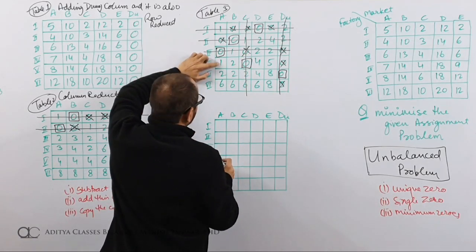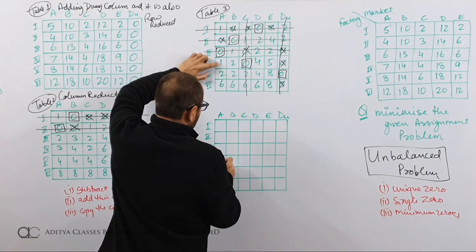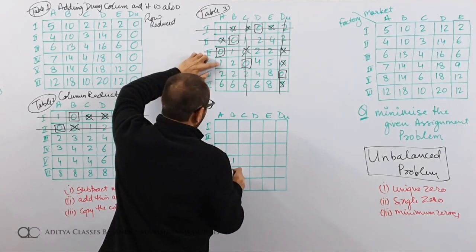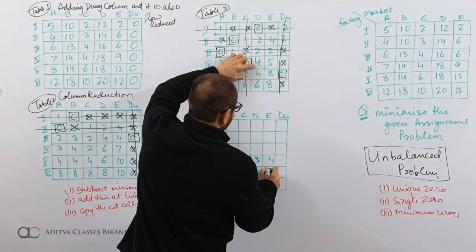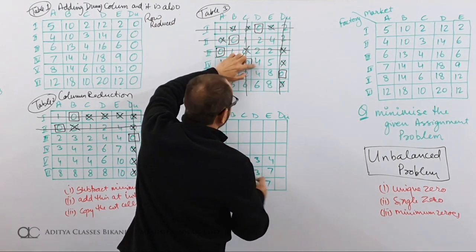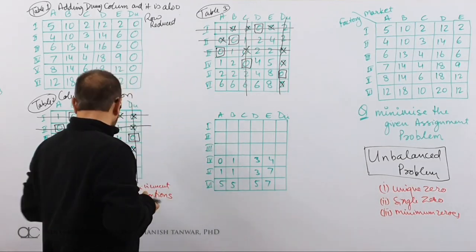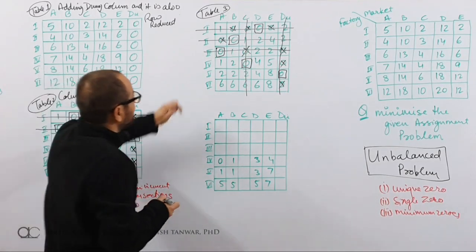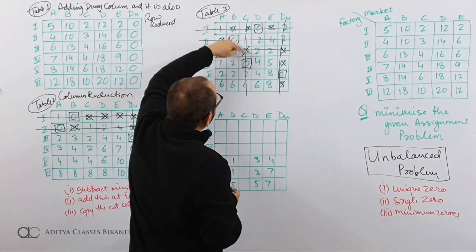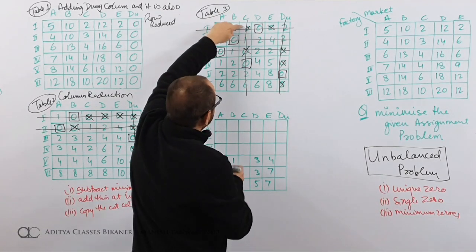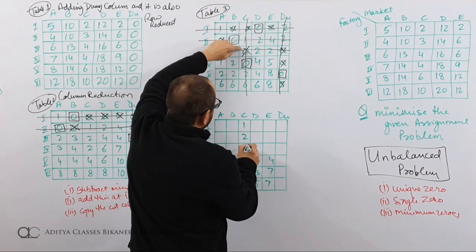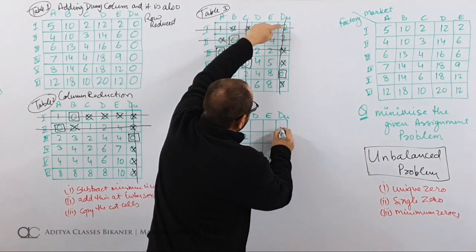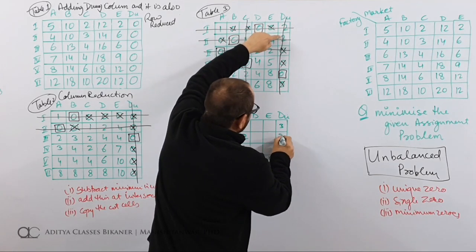So I can subtract 1 from all these, getting a 0, 1, 1, 1, 5, 5. I'm subtracting 1 from all. 3, 4, 3, 7, 5, 7. Done? Then add this value at intersections. We have these 3 intersections, then there are these 3 intersections. 1, 1 plus 1 would be a 2, 0 plus 1 would be a 1. This would become a 3, 3, 1.